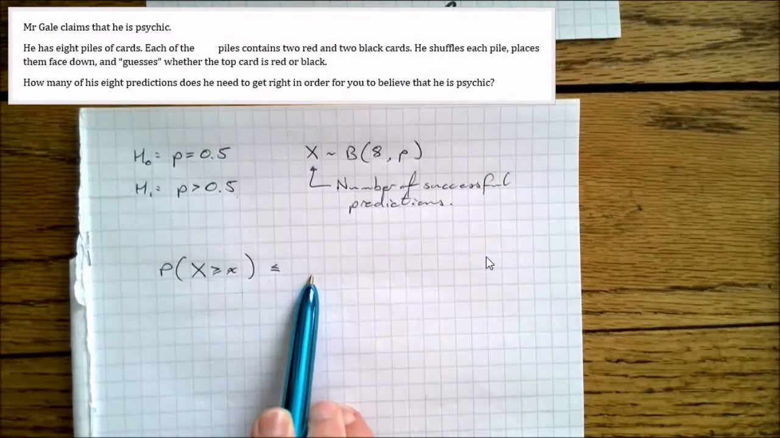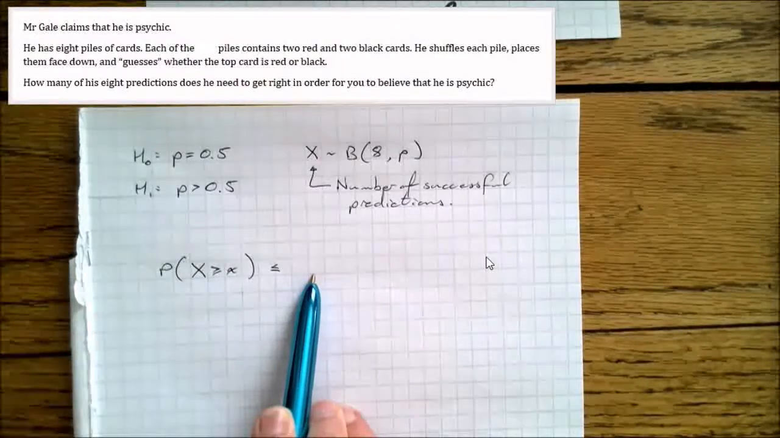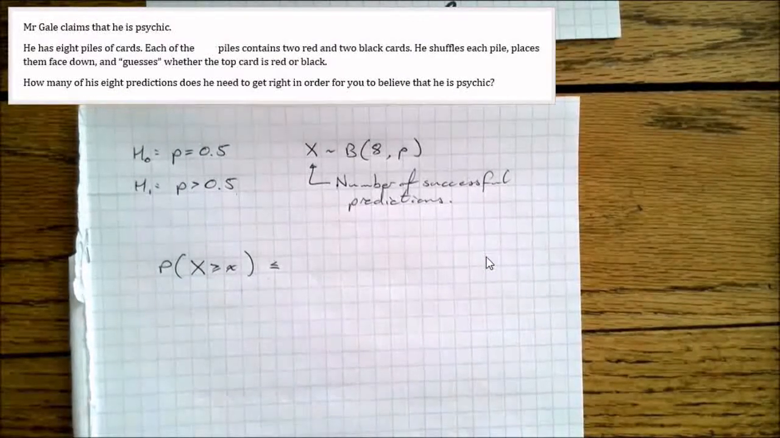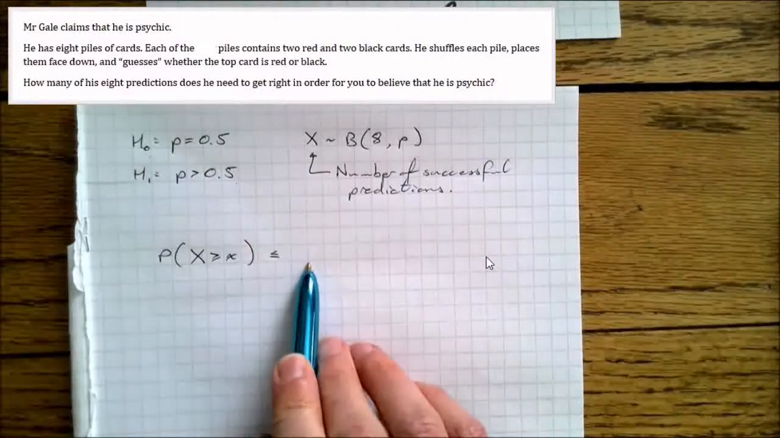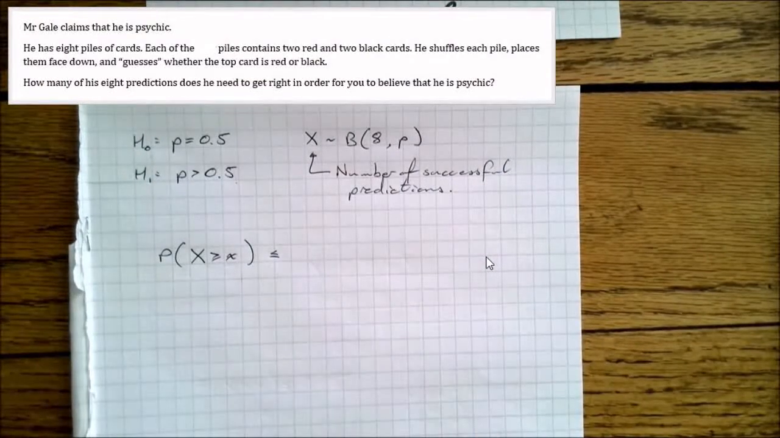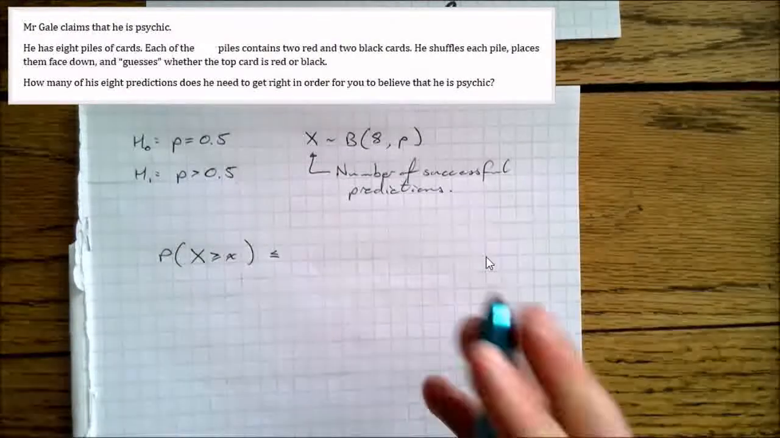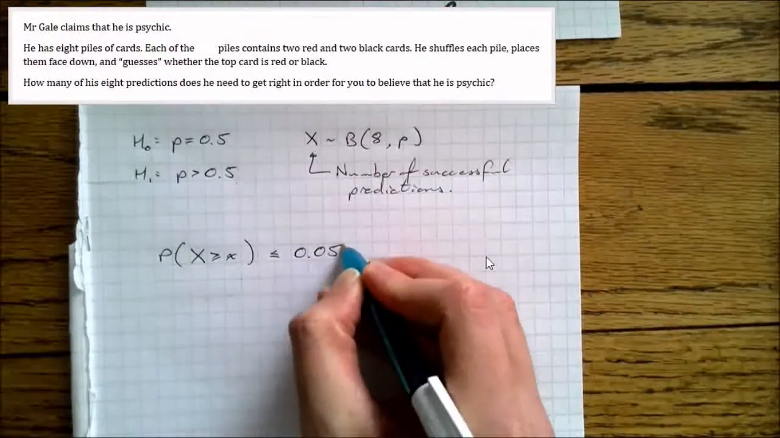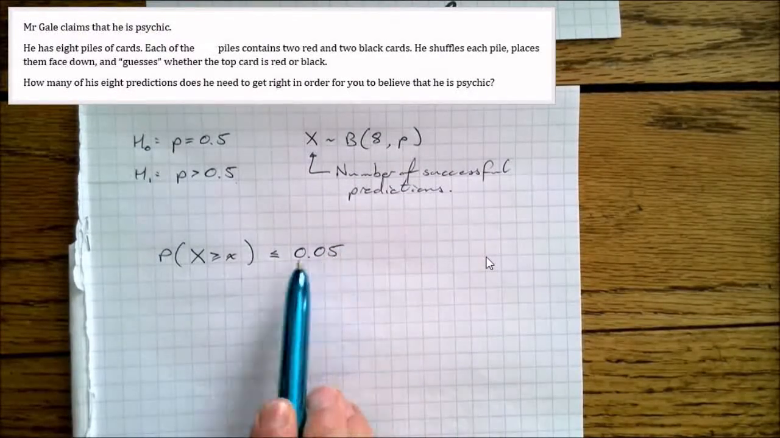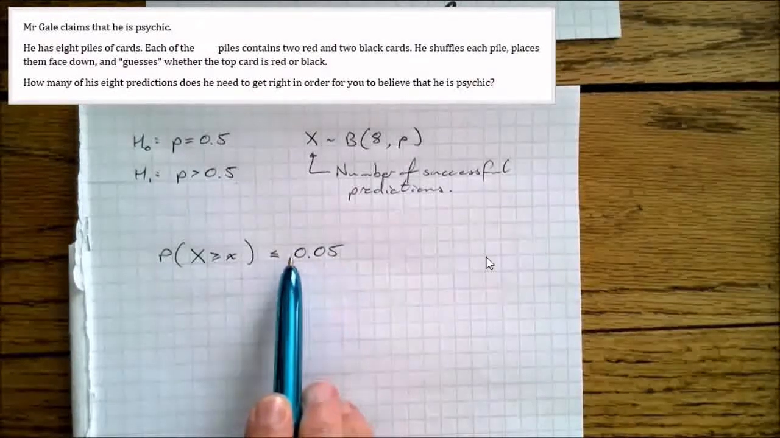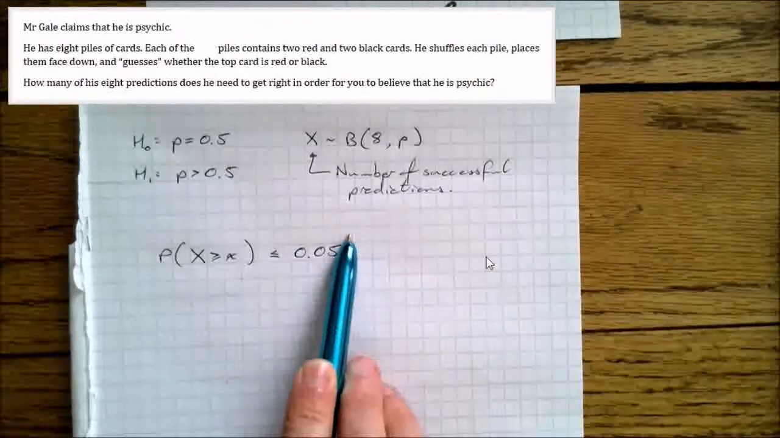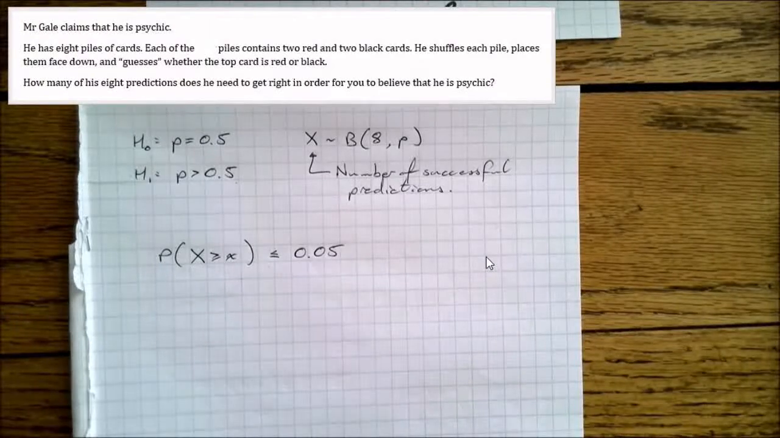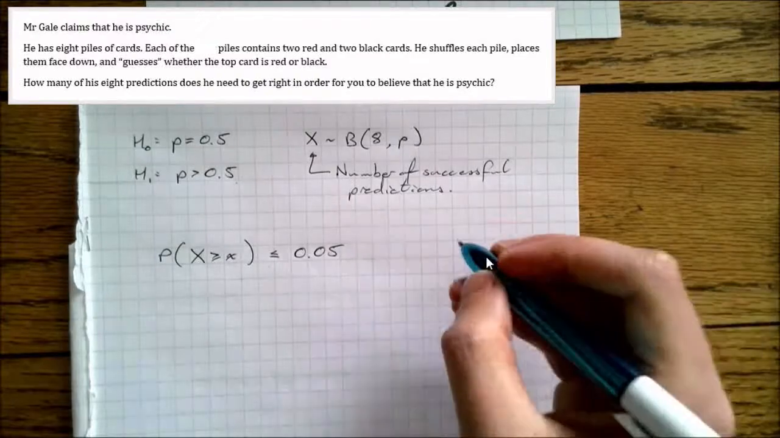How low depends on the significance level of the test, how confident we want to be. Again, Mr. Gale mentioned significance level. Suppose I want to be 95% confident in the result of this test. Then our significance level would have to be 5% or 0.05. Meaning any probability less than that, if it was that unlikely, we're going to say that he is psychic. I'm going to write down what our significance level is there.